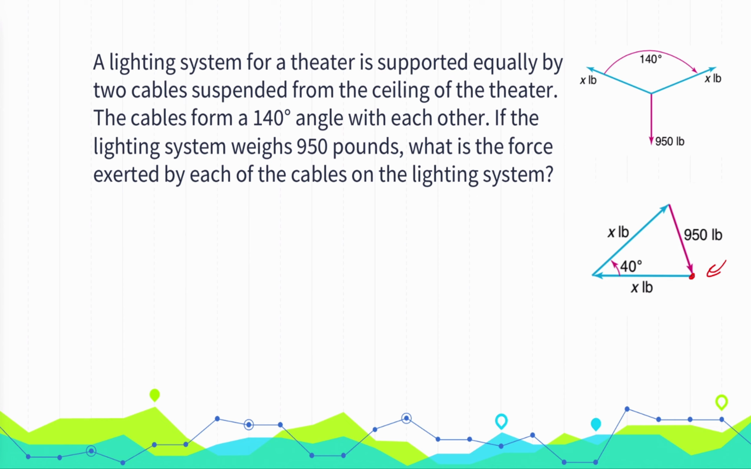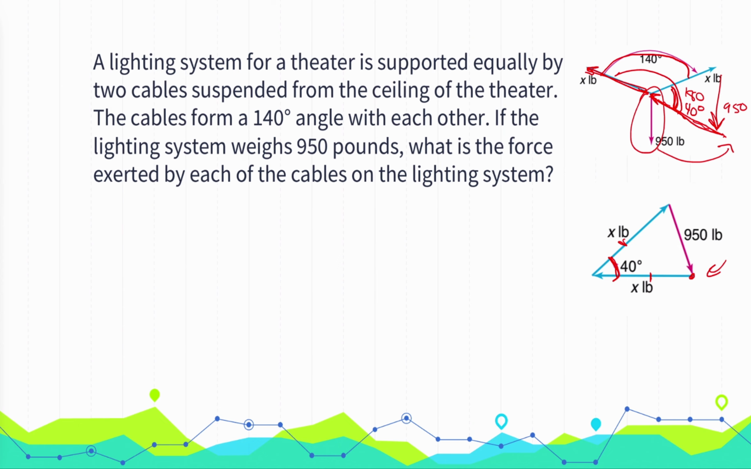So if we take this x vector here and we just move it so that it's here instead, this whole angle would be 180 degrees. This angle is 140 degrees, so this angle is 40 degrees. And that's how we get this 40-degree angle. And then we're going to take this vector and put the 950 vector here. And so this gives us an isosceles triangle because both of the legs are x.